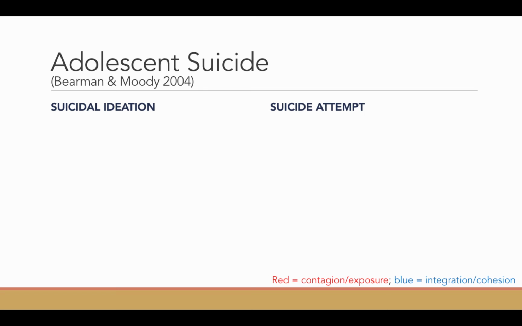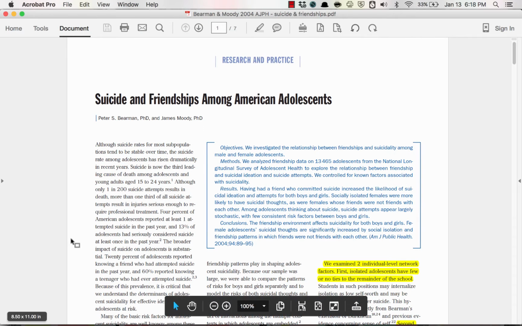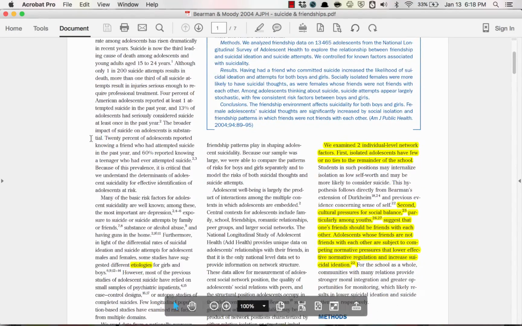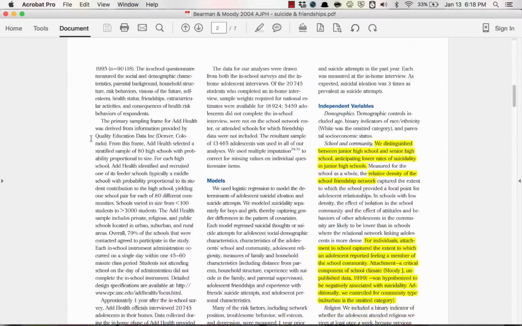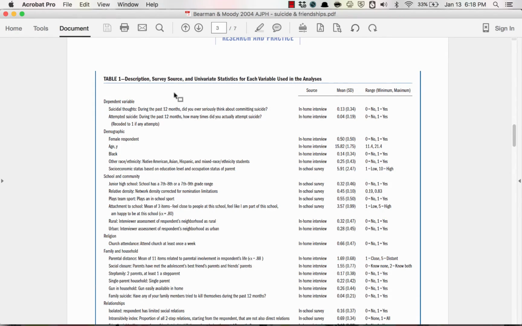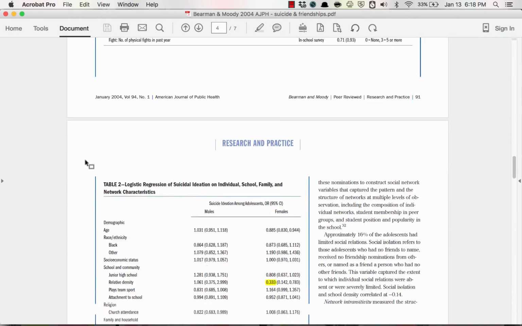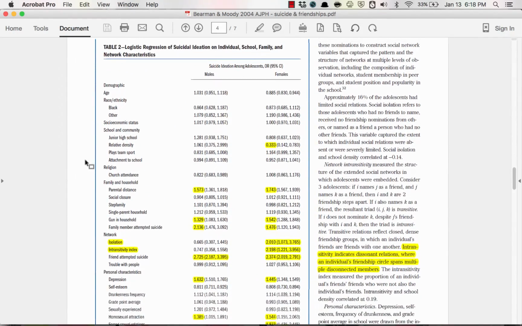So I'm actually going to pop over to the article itself to walk through what those tables look like, because I think they can be a little confusing if you've never looked at something like this before. So this is the Suicide and Friendships article, and I'm just going to scroll down to the tables. This is just descriptive information about each of the variables that they looked at. But I'm going to focus first on table 2. Okay, so it's kind of long.